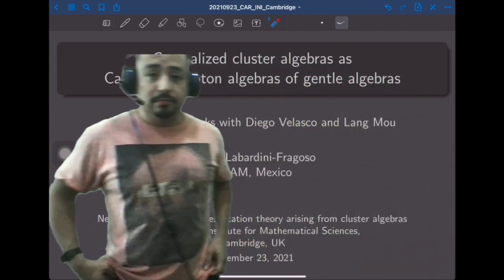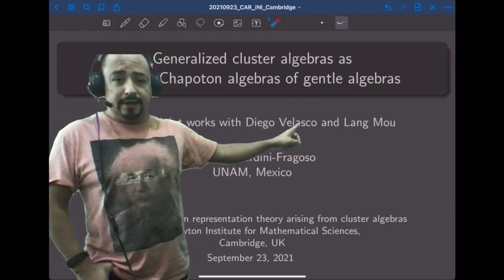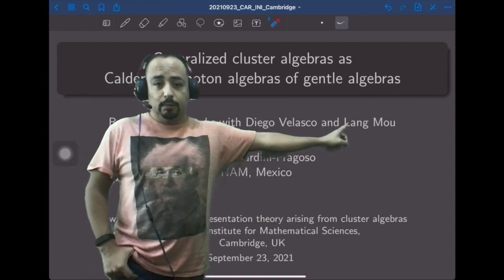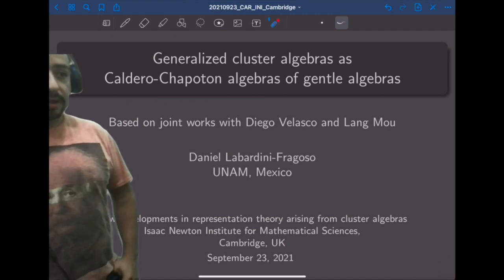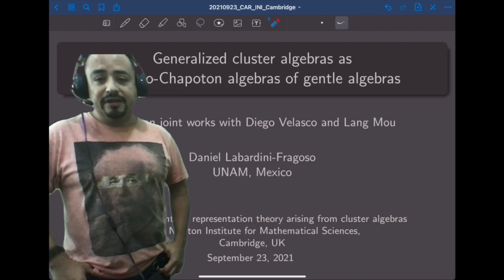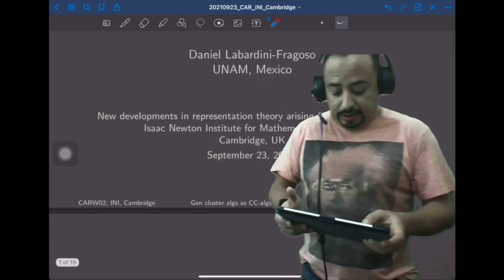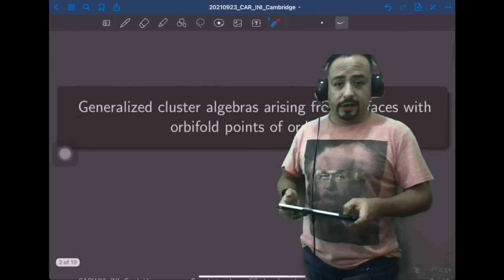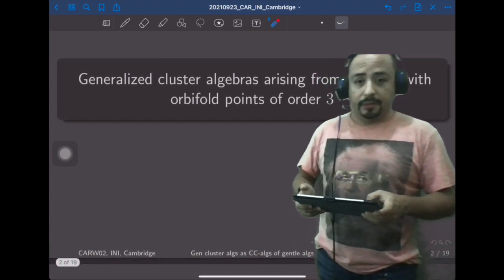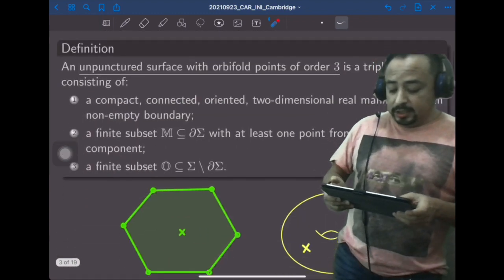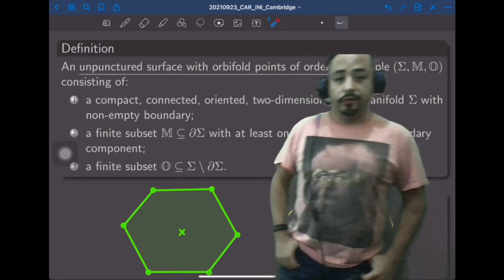So I'm going to talk to you about some past work that I did with Diego Velasco and some work in progress that I'm doing with Langmao about some Caldero-Chapoton algebra approach to certain generalized cluster algebras. So let me start by reminding you a little bit about Chekhov-Shapiro's generalized cluster algebras. So I'm going to work with unpunctured surfaces with orbifold points of order 3.